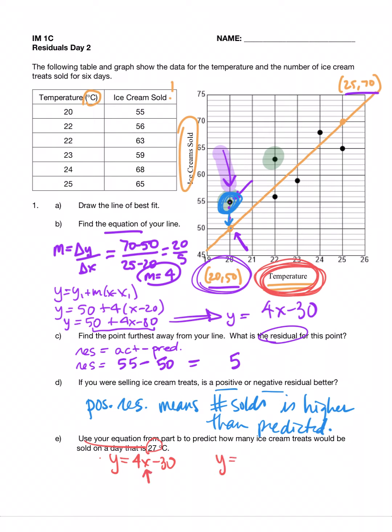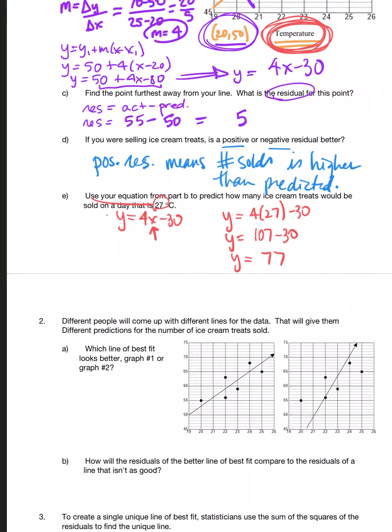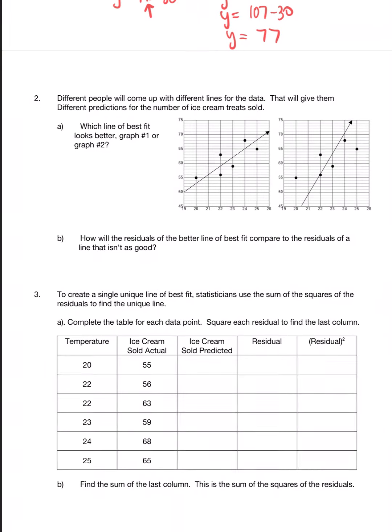So it'll look like this. Y is equal to 4 times 27 minus 30. Okay, 4 times 27 is 107 minus 30. And if I subtract, I believe I get 77. All right, so let me scoot this up. Okay, and you'll have to turn your page.